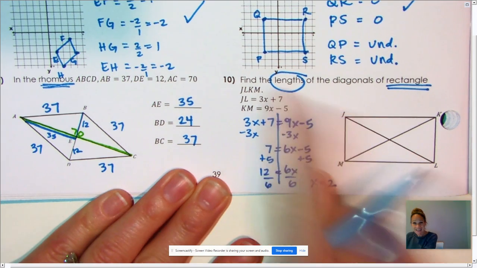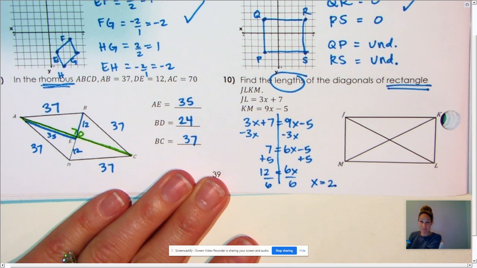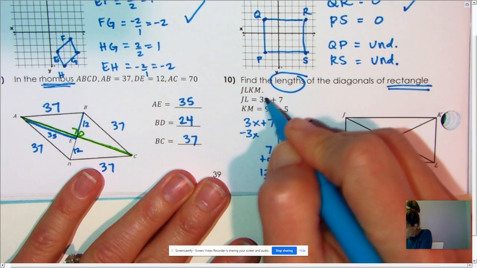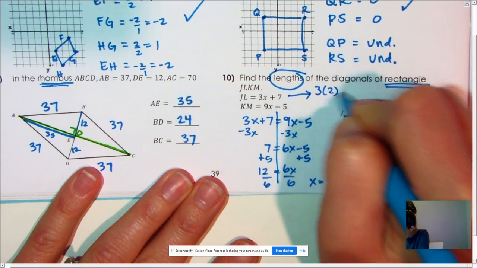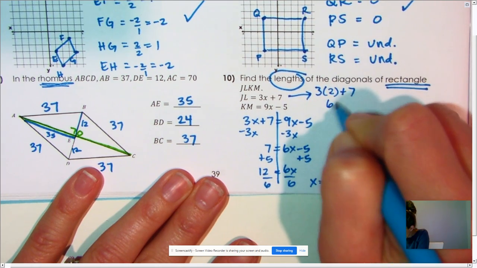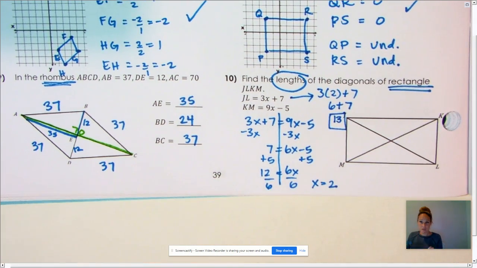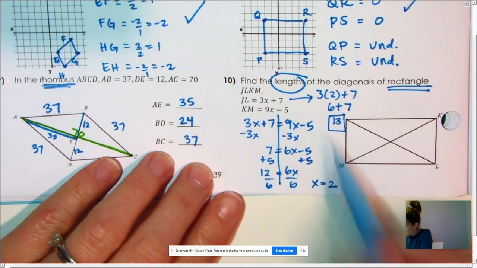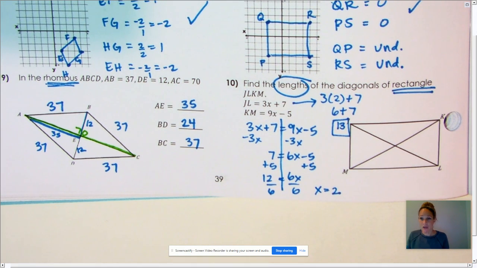Okay, but that's not the length. That's what X is. But once I know what X is, just like in our last chapter, we can plug it back in to find the variable that we need. So if I plug in 2 to either equation, I'll get the same answer. So 3 times 2 plus 7 is equal to 6 plus 7, which is equal to 13. So the length of both of those diagonals, each one is 13. And if we plugged it in for the 9, 9 times 2 is 18. 18 take away 5 is 13. Same answer.